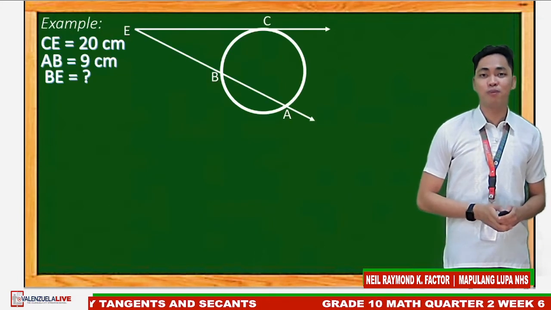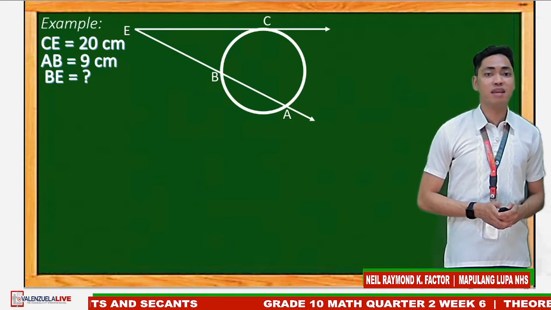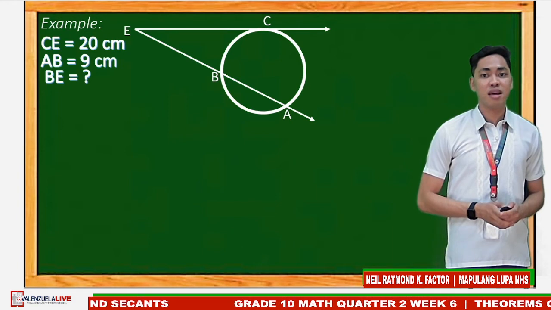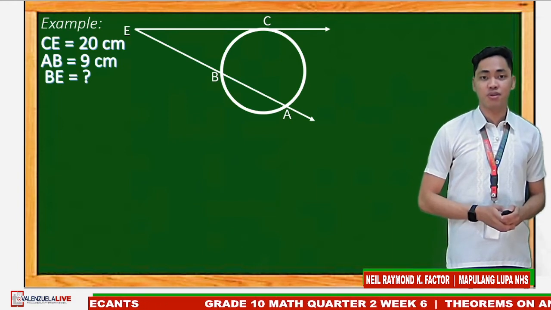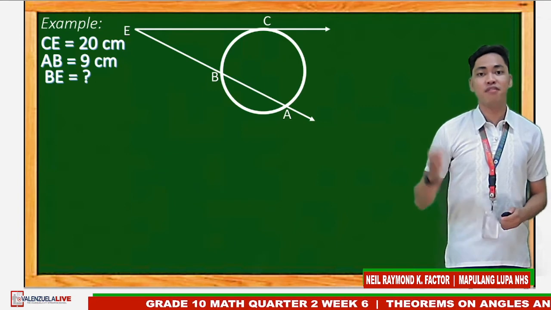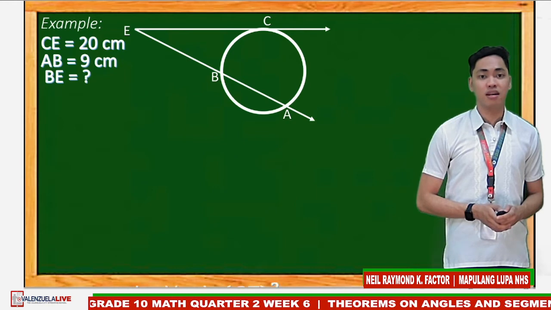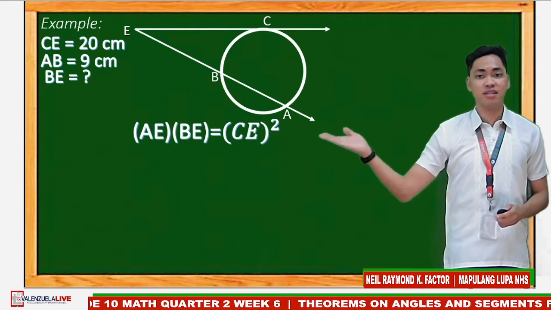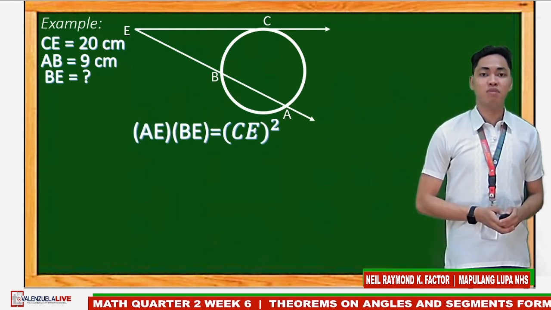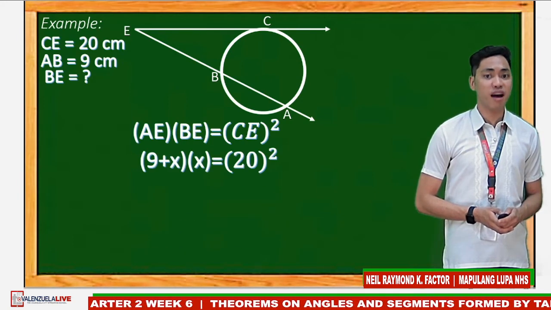Let's have an example. For example, here you have CE is 20 centimeters. AB is 9 centimeters. We are looking for the length of BE. For the sake of this example, I will let X be equal to BE. Right? So again, we have this: AE times BE is equal to the square of CE. Then we just substitute corresponding values.